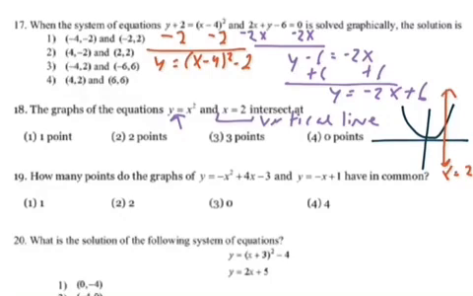For this question, they're not asking for the specific intersection point. They're just asking how many times they intersect. In this case, a vertical line can only intersect the parabola one time or at one point. So make sure when you're doing the multiple choice tonight for homework that you're showing all of your work.